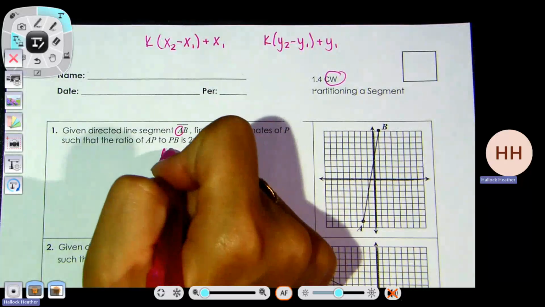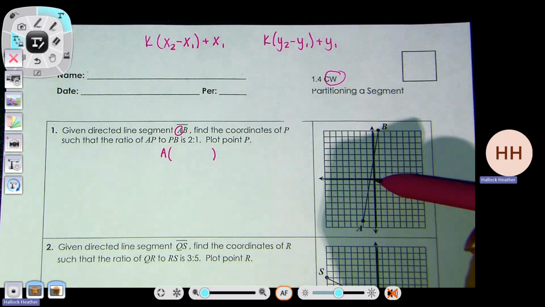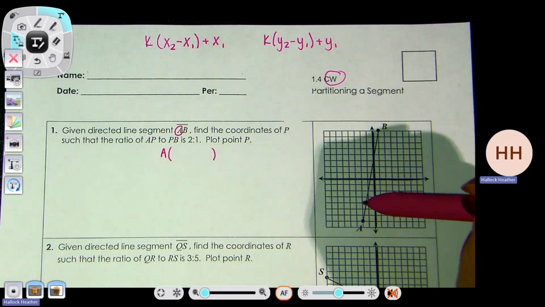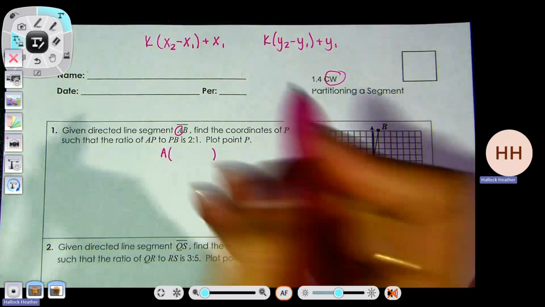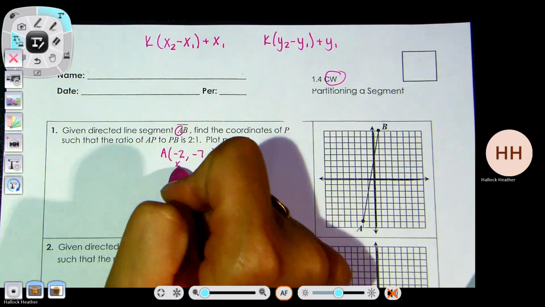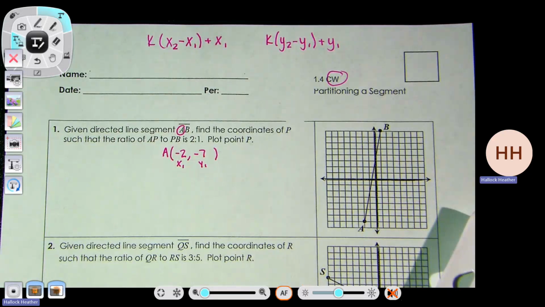So A is the first coordinate. On my graph, if I look at that coordinate, A is at -2, -1, 2, 3, 4, 5, 6, 7, -7. So -2, -7. We're going to call that x1 and y1 because it's coordinate point 1. B is where I'm ending. So B is going to be coordinate point 2.